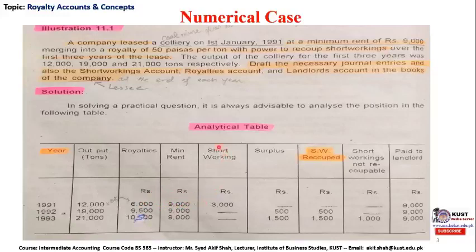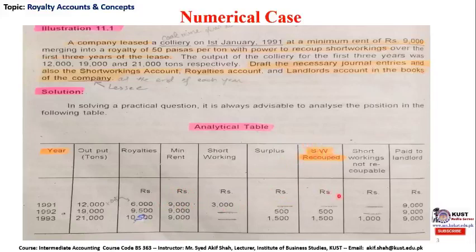In this case, the short working, which is the extra amount paid over the royalty, is 3,000 rupees. 6,000 plus 3,000, and you have to pay 9,000 rupees to the landlord. There is no surplus in the first year, so therefore we have put a hyphen, a dash.